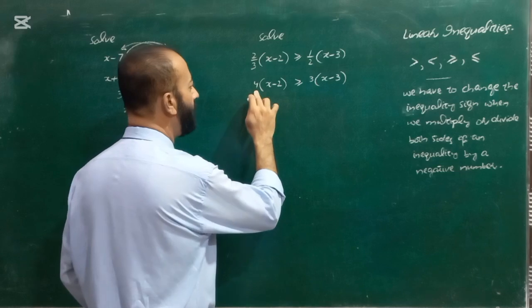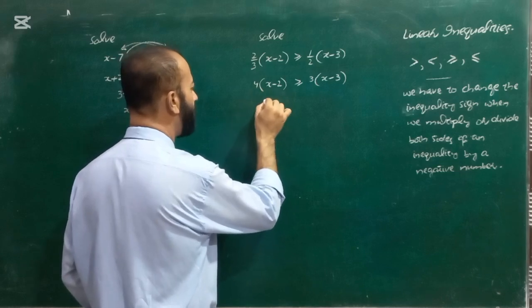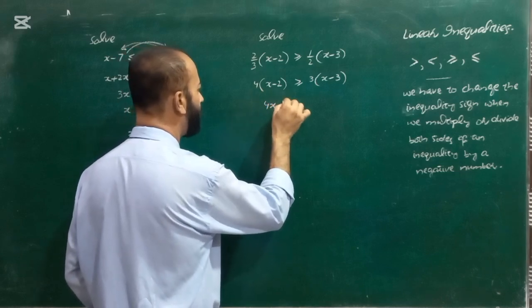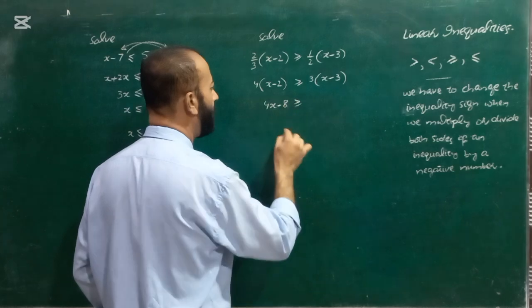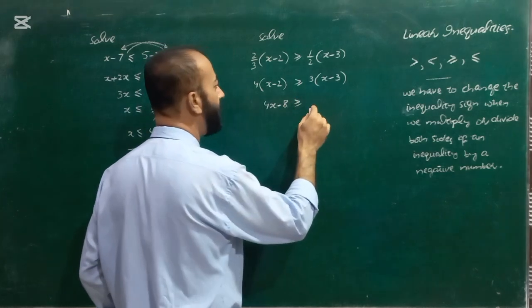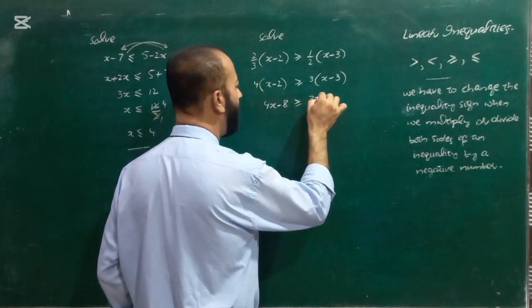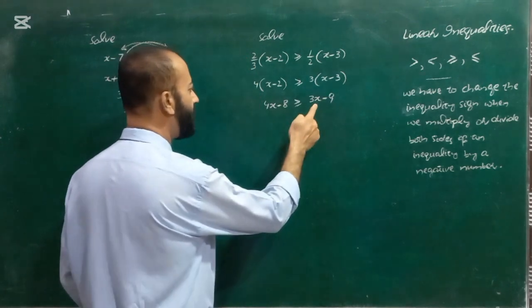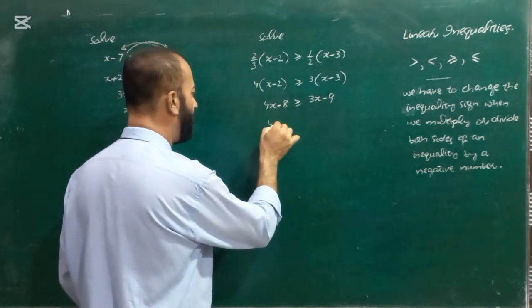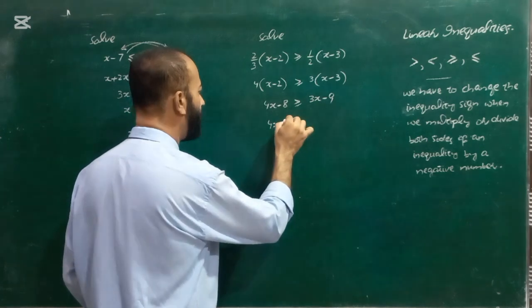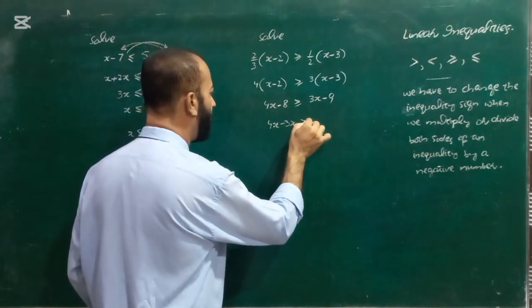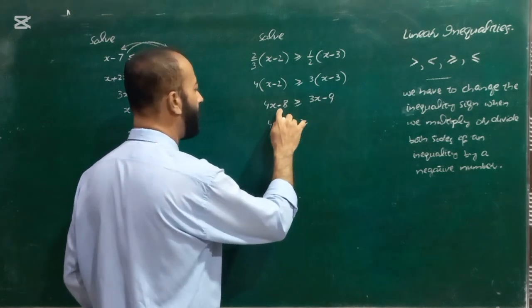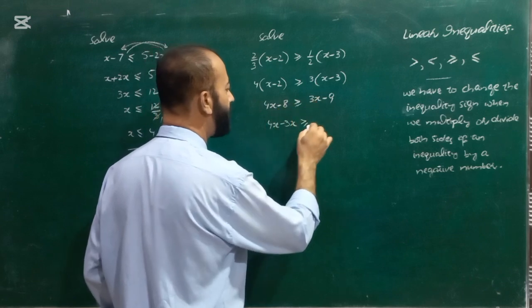Okay, at this step we will open the bracket. So 4x minus 8 greater than or equal to, this 3 will be multiplied inside the bracket. So 3x minus 9. Okay, at this step, this 3x will come to the left hand side. So 4x minus 3x greater than or equal to, the sign is still there. And this minus 8 will go to the right hand side.